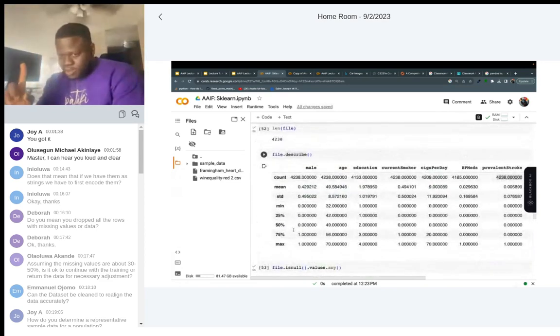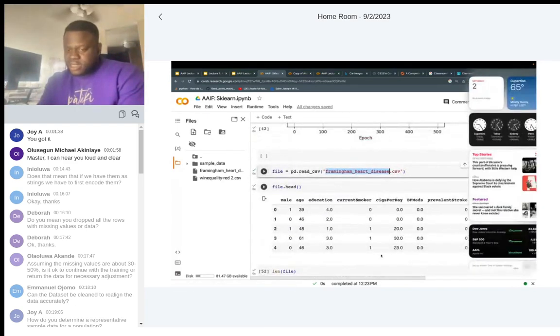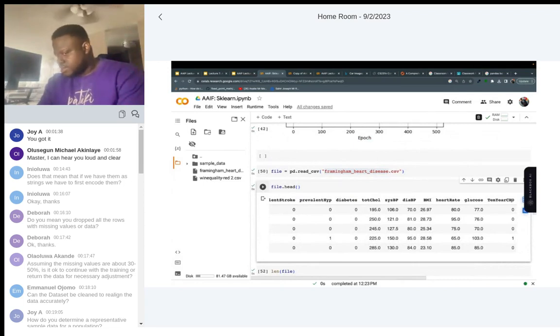I'm sorry that I'm moving too fast. The essence of this heart disease project is to predict: in 10 years, will they have heart disease? So this is what we're trying to predict, using their glucose, heart rate, BMI, systolic and diastolic.